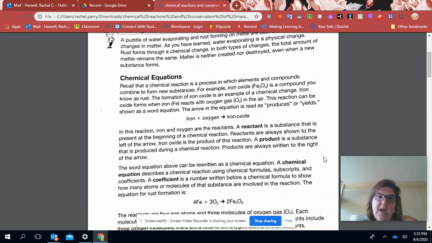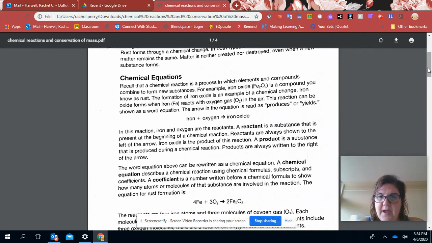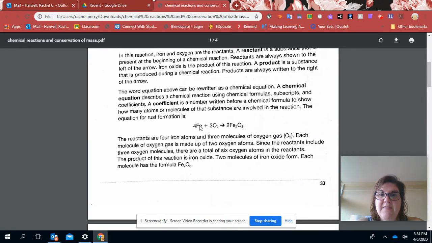A chemical equation describes the chemical reaction using chemical formulas, subscripts, and coefficients. A coefficient is the number written before a chemical formula to show how many atoms or molecules of that substance are involved in the reaction. The equation for rust formation is 4Fe plus 3O2 yields 2Fe2O3. That's a lot, right? Okay, so what this is saying is your coefficient, that's going to tell you how many atoms there actually are of iron. So there's 4 irons here, and there's going to be 6 oxygens here because it's telling you there are 3 O2 molecules. So 2 times 3 is 6, yields 2 Fe2O3.